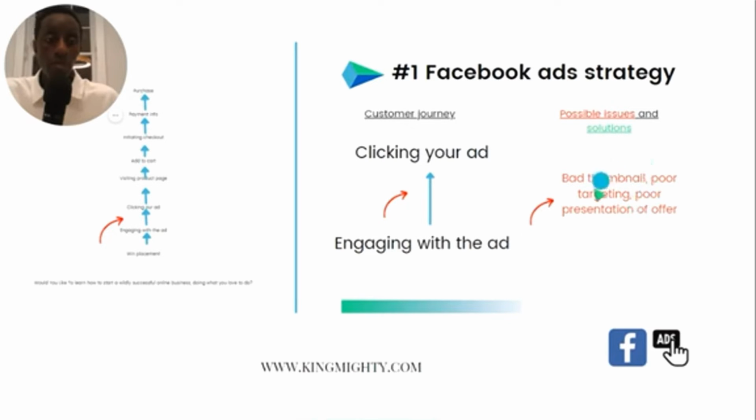And there are solutions to all of this. I haven't written every solution here. That's why you don't see any green yet. But a bad thumbnail means get a good designer to do something that's presentable. Poor targeting could mean choosing your audiences and making sure you avoid similar audiences conflicting, right? Then poor presentation of the offer could be another thing, right?